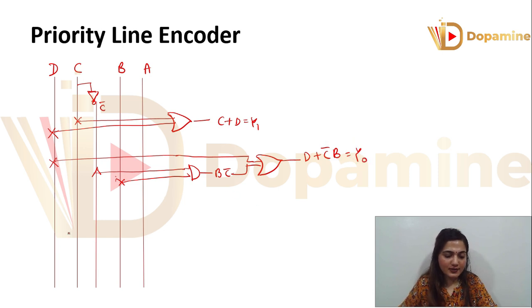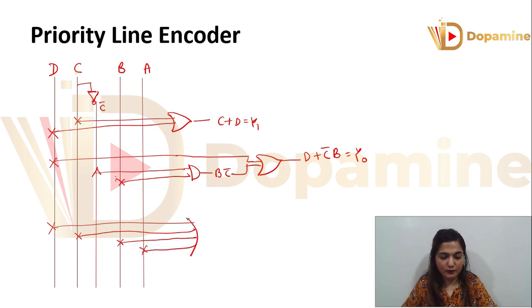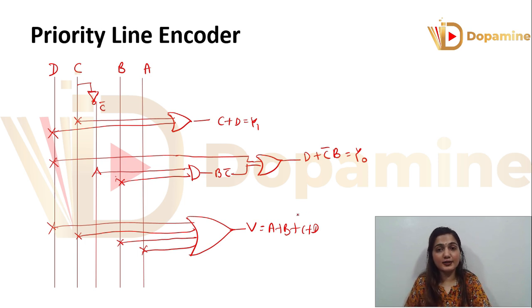Now V was A plus B plus C plus D. So I am going to take all of them and send them through the OR gate. So this is C and D, this is B and this is A. I send all of them to the OR gate and this is how I get V as A plus B plus C plus D. So I hope you understood how I made the priority encoder, its truth table and the priority line encoder.